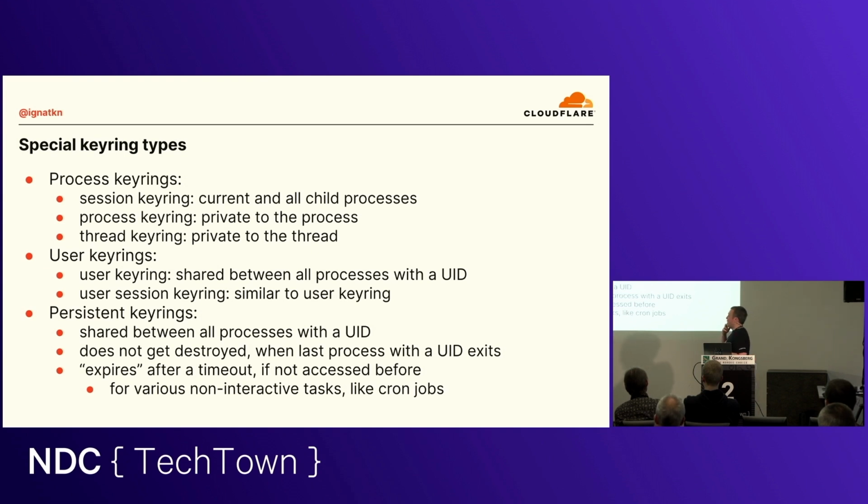This was designed for non-interactive jobs like cron jobs, which come and go, so you don't have to recreate it. Let's say you have a cron job running every 5 minutes that needs access to a secret. You can set the lifetime of the keyring to 7 minutes, and the keyring will always be there. But if for some reason your cron job didn't run or crashed, then that key will be automatically destroyed.